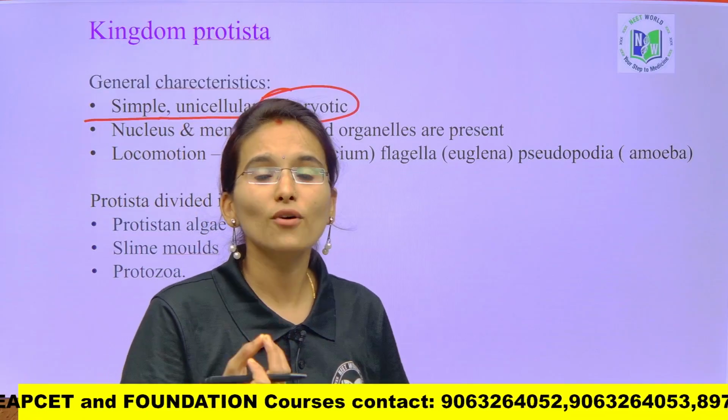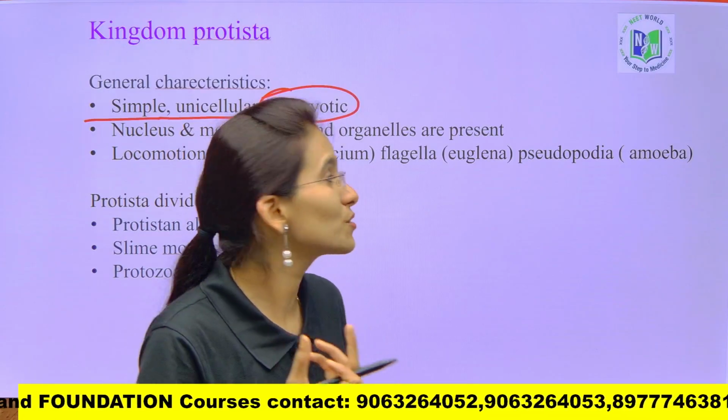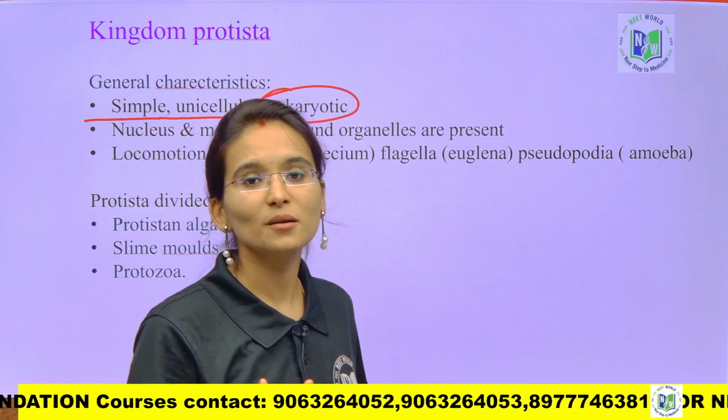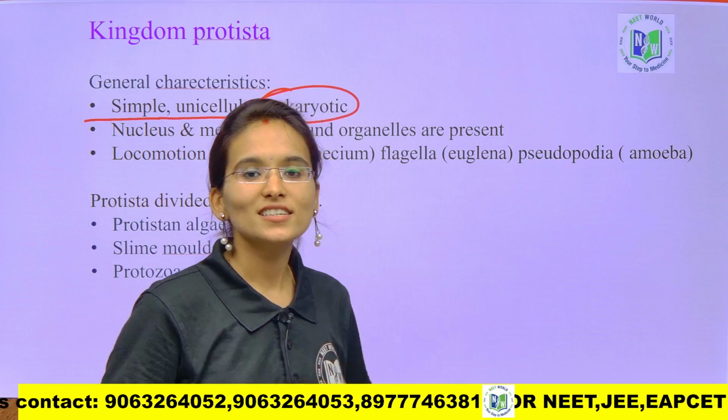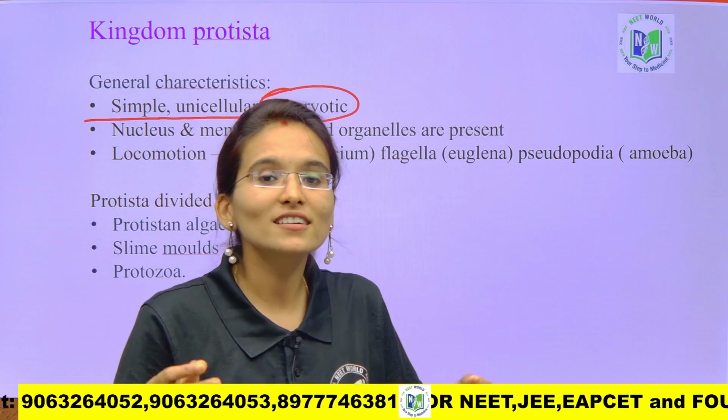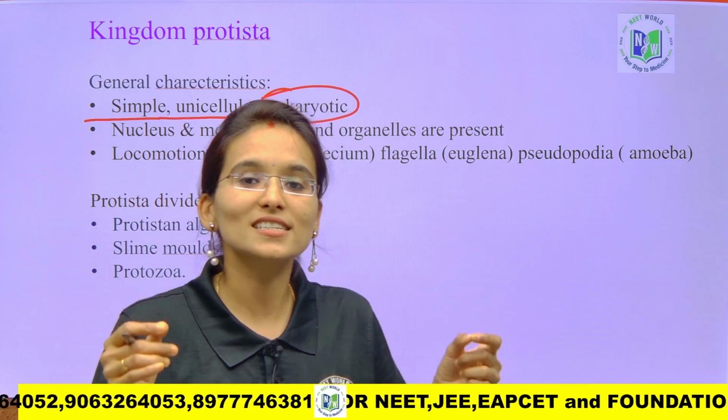So what forms the major definition and the major differentiation between prokaryotes versus eukaryotes? The eukaryotes contain a well defined nucleus. They possess a true nucleus.